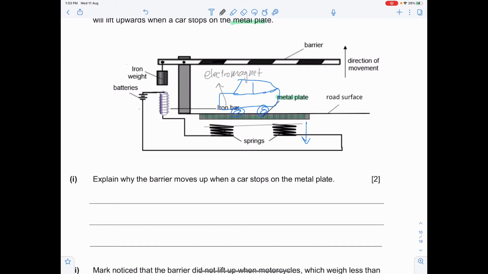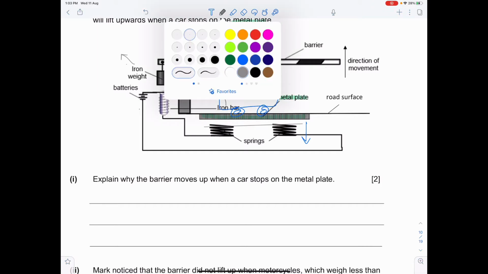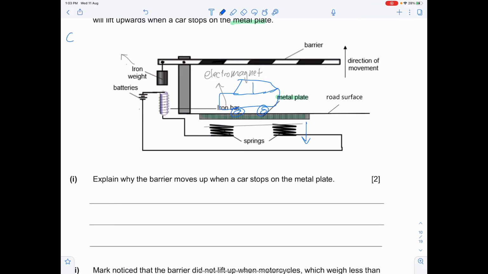Because it becomes an electromagnet, it will then attract your iron weight. Your iron weight is basically a magnetic material. Now I know I've done this so many times, but these are very, very common things. For magnetic material, always remember COINS. CO stands for cobalt, I stands for iron, N stands for nickel, and S stands for steel. So when you attract this iron weight down towards this way, it will cause your barrier to tilt upwards. And this is how the whole thing goes.